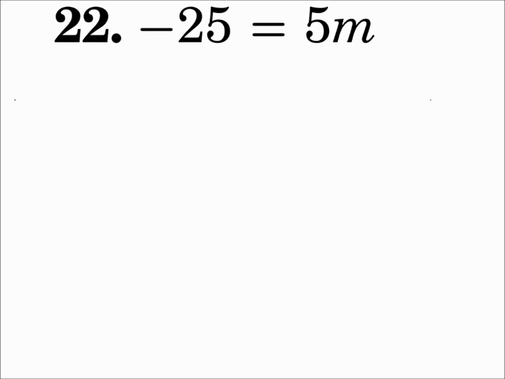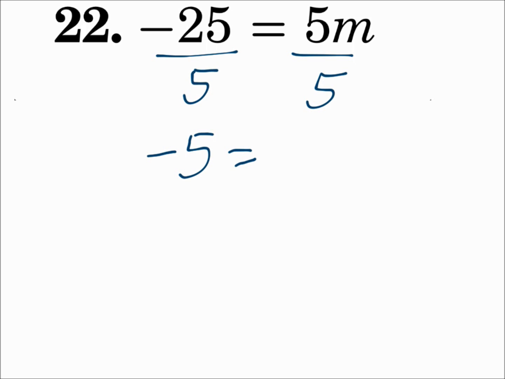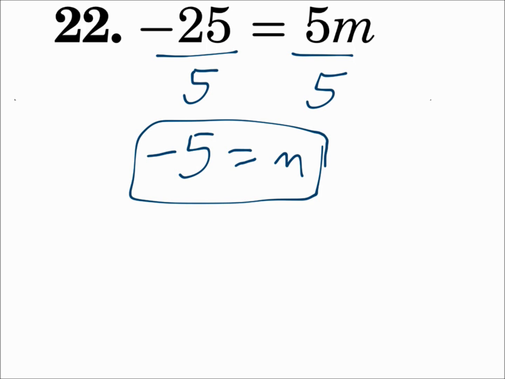22. Negative 25 equals 5m. That's 5 times m, so do the opposite and divide both sides by 5. Negative 25 divided by 5 is negative 5, and on the right, 5 divided by 5 is 1, and 1 times m is m. Remember, doing the opposite operation will cancel the number out of the side that you're moving it from.